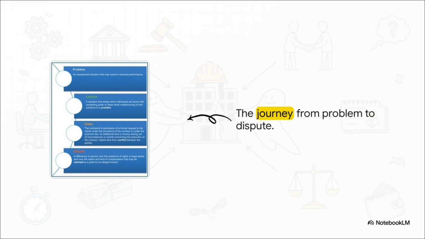There is a very specific continuum at play here. It always starts with a problem, just an unexpected situation slowing things down. But since time is money in construction, a problem threatens profit margins, instantly transforming into a conflict where people have competing goals. If you leave that unchecked, it morphs into a formal claim for time or money. And if that claim gets rejected, bam, it becomes a cancerous dispute.